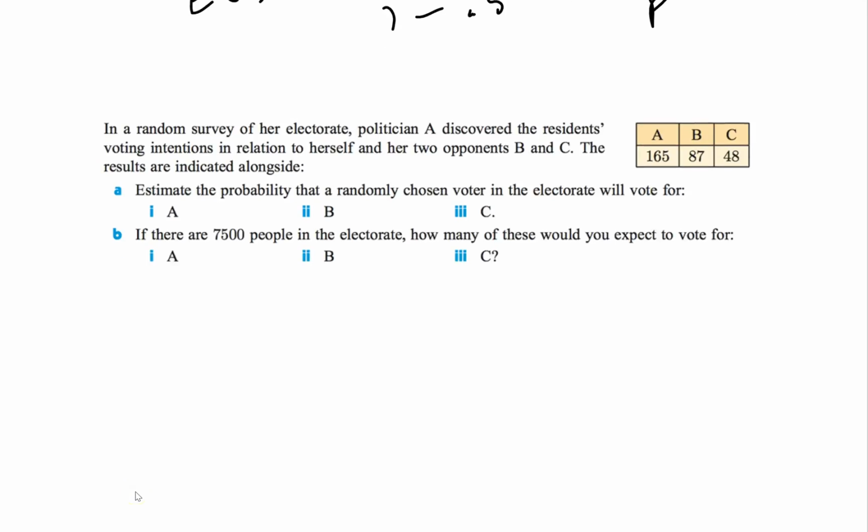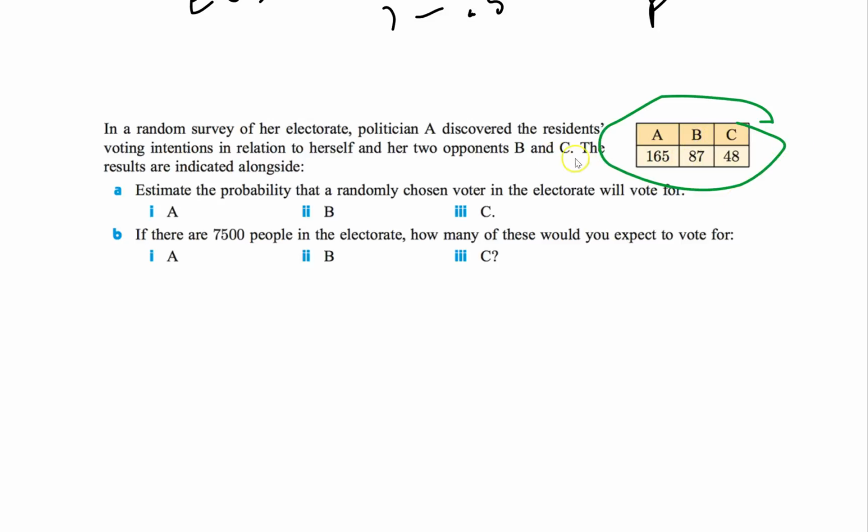I'm going to talk about this next one in general. I'm not going to go into specifics because I don't want to waste your time. But let's look at this one. In a random survey of electorate, politician A discovered residents' voting intentions in relation to himself and 2 other opponents, B and C. The results are indicated alongside. So here's the results. He polled so many people, he got 165, 87, 48 for C.